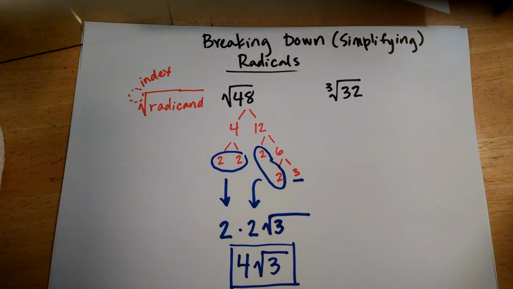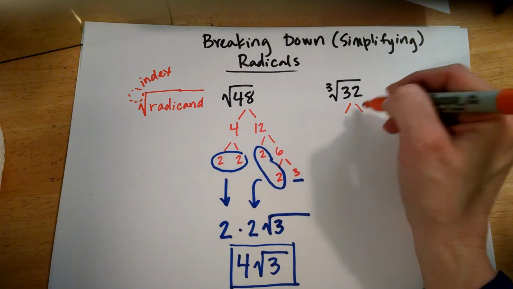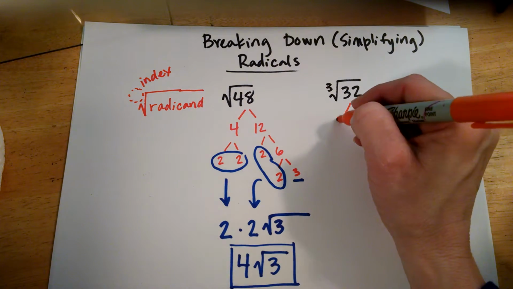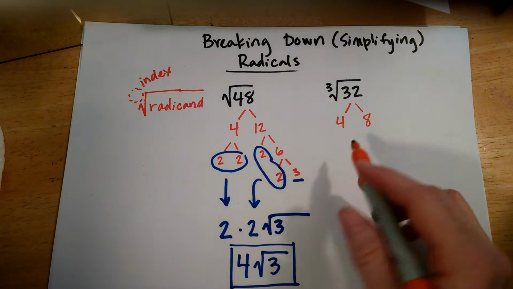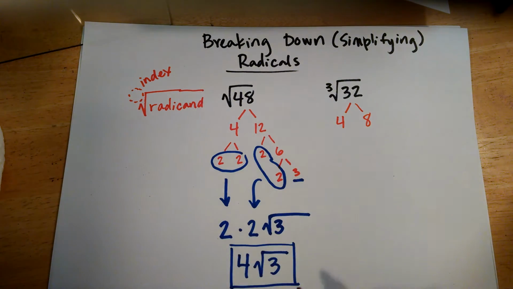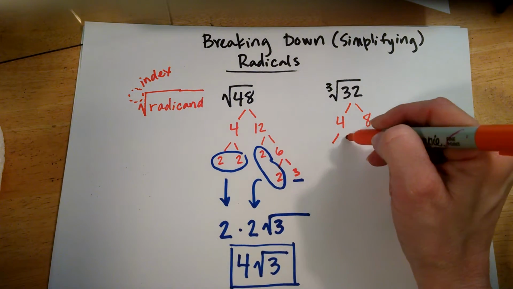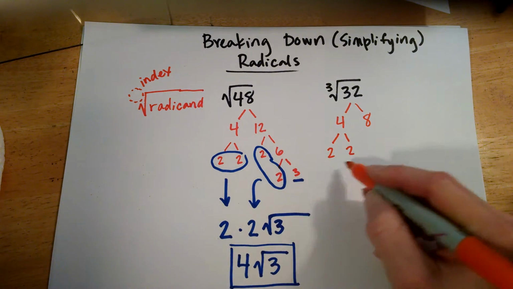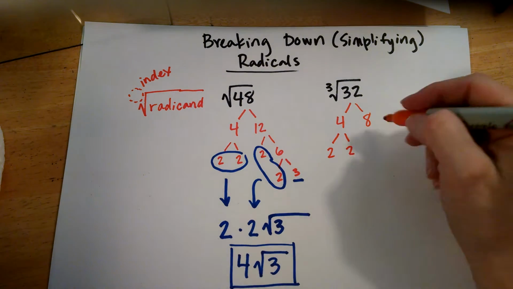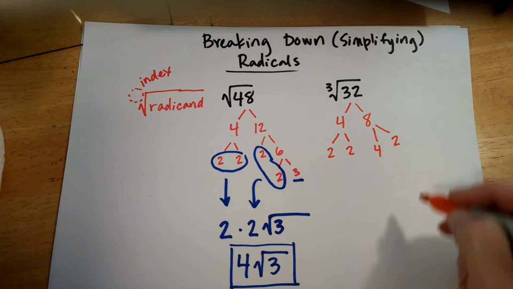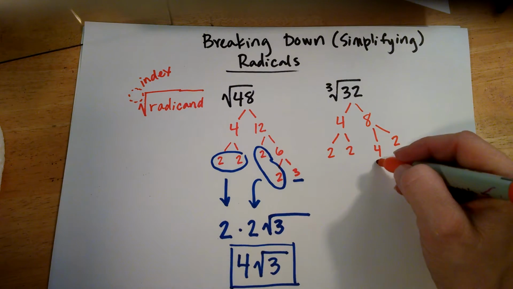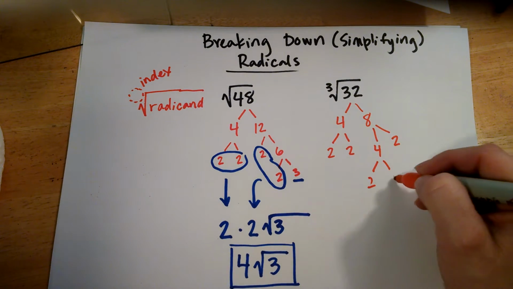Okay, I'm going to break this down into prime factors. So I start with thinking, what times what gives me 32? Well, let's see. First one that comes to mind, 4 times 8. These are not prime numbers, but I'm still going to break those down until I get to prime numbers. So 4, that is 2 times 2. 2 is prime, so I'm going to stop right there. 8, I have to break that one down. So I've got 4 times 2. 2 is prime, 4 needs to keep going. What makes 4? Well, that's 2 times 2.